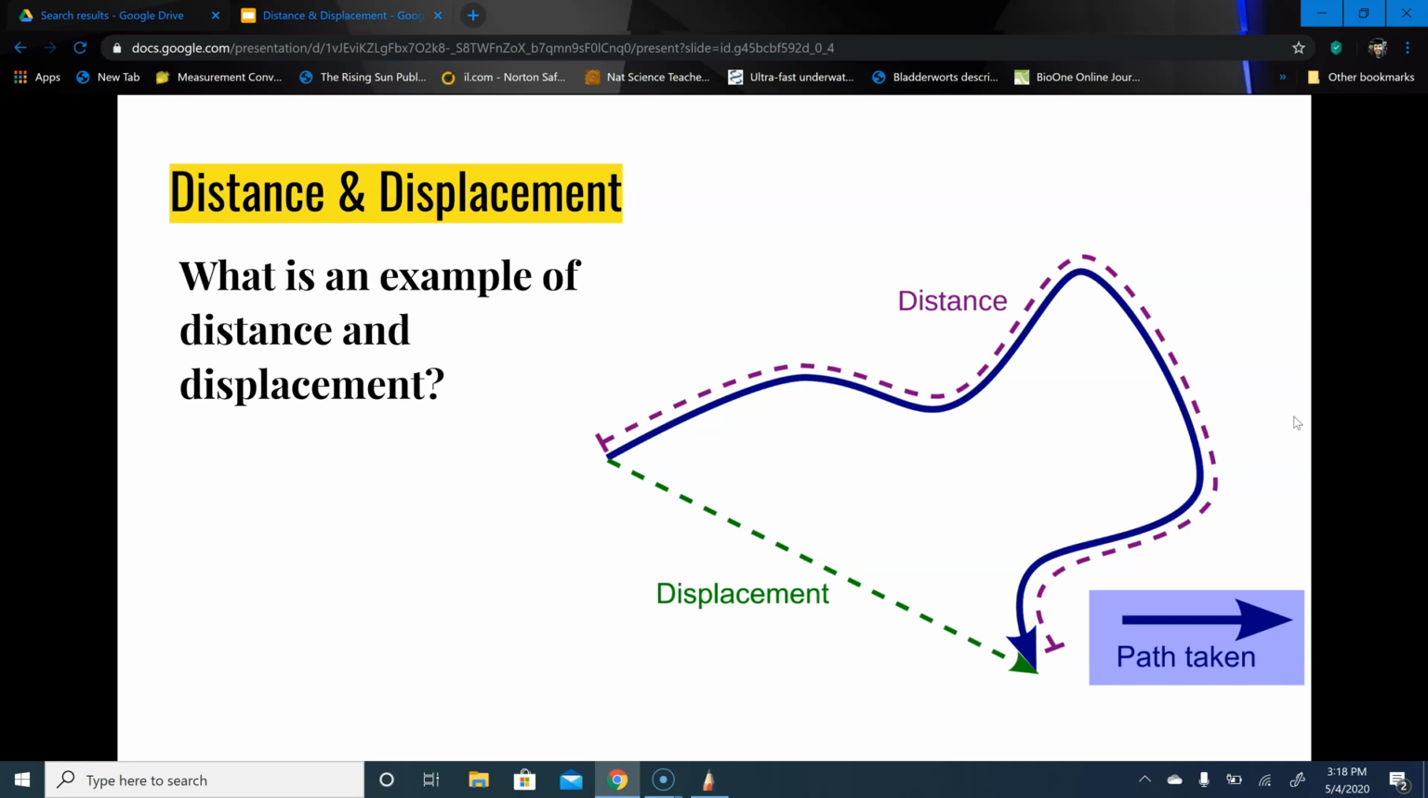Also with displacement, you always have direction. So if you were to look at this example, you would probably say that they went 1.5 miles, and that would be southeast.